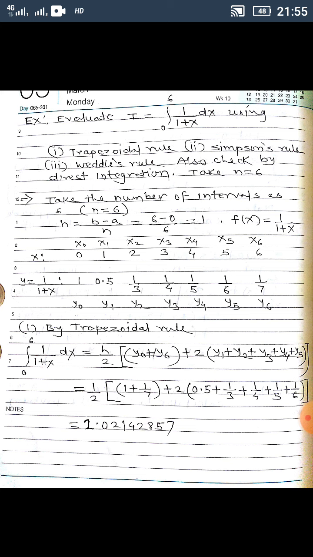So take the number n is equal to 6, h is nothing but b minus a upon n. Here a is nothing but the lower limit of the integration and b is nothing but the upper limit of the integration. So a is 0, b is 6 and n is 6 is given. So 6 minus 0 divided by 6 is equal to 1.